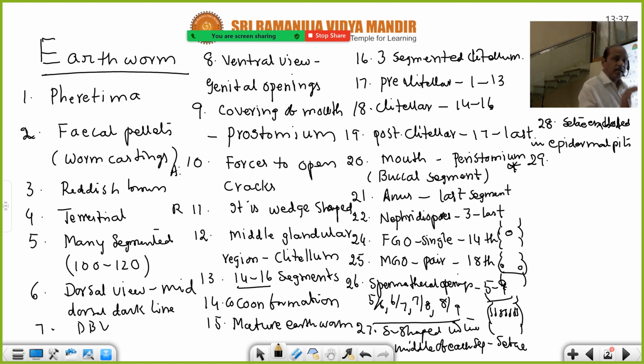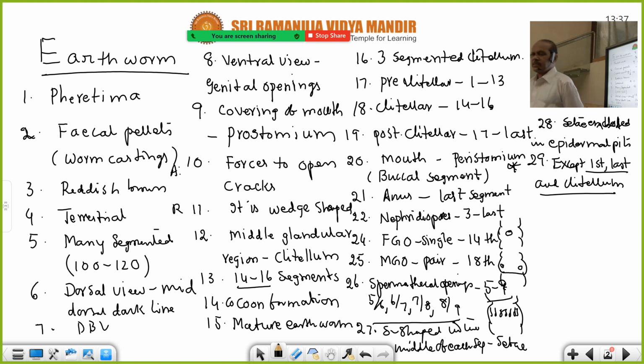Setae present all over the body except first, last and clitellum. Every time this bit is coming. There is such an importance regarding this. First segment, last segment, clitellar segments, devoid of setae, body setae. The main function of body setae is locomotion.